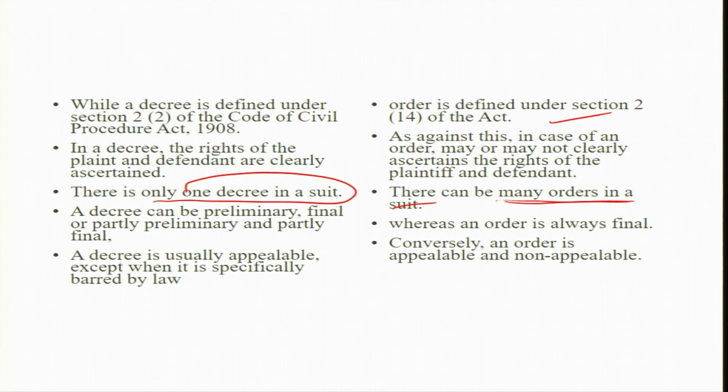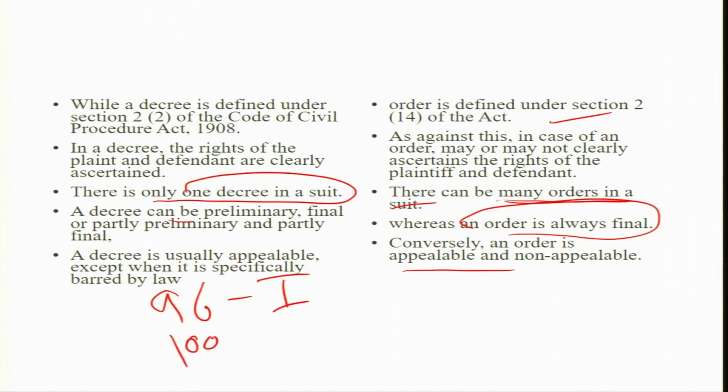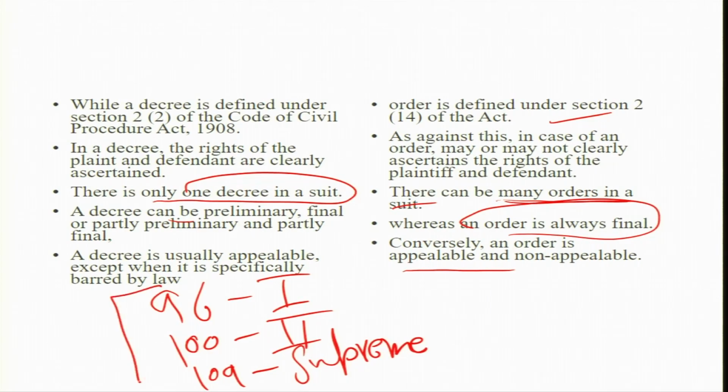A decree can be preliminary, but an order is always final. So far as an application is concerned, take another example: condonation of delay, Section 5 of the Limitation Act. That is final. If the court condones your delay, you need no further relief for this; you will proceed with your case. Regarding appeals, Section 96 discusses first appeal, Section 100 discusses second appeal, and Section 109 discusses the third appeal to the Supreme Court. These are the different provisions of appeal.